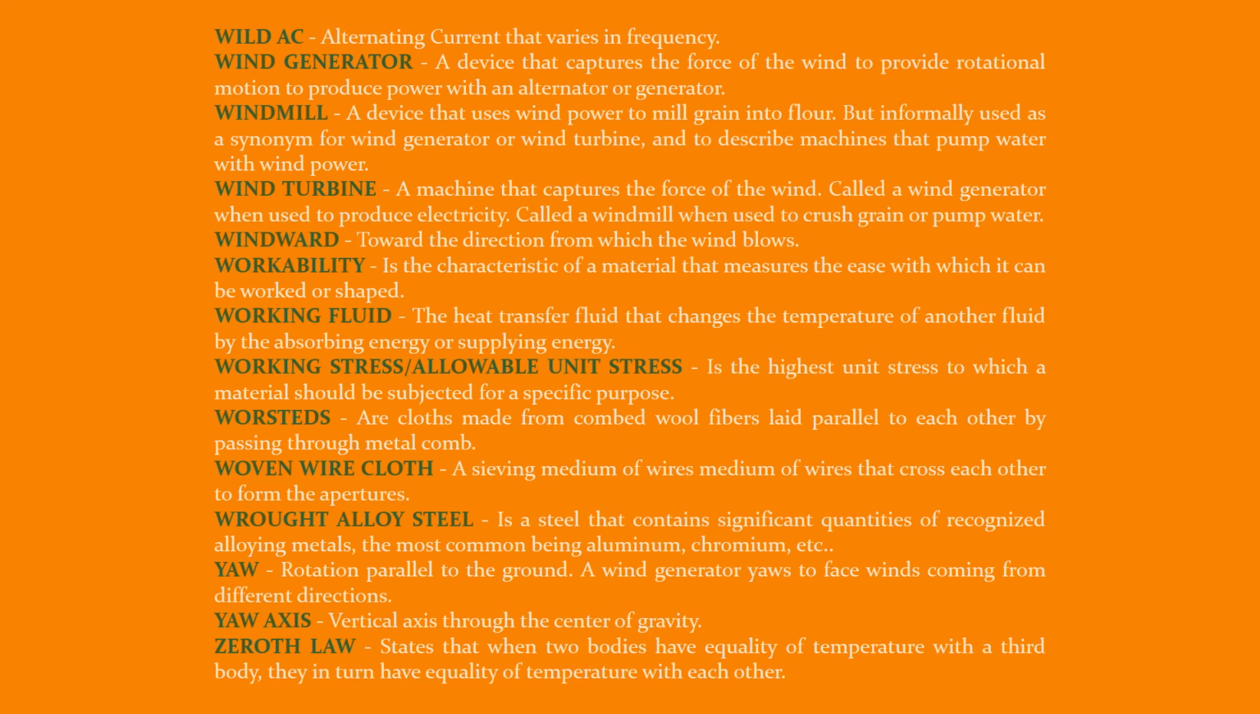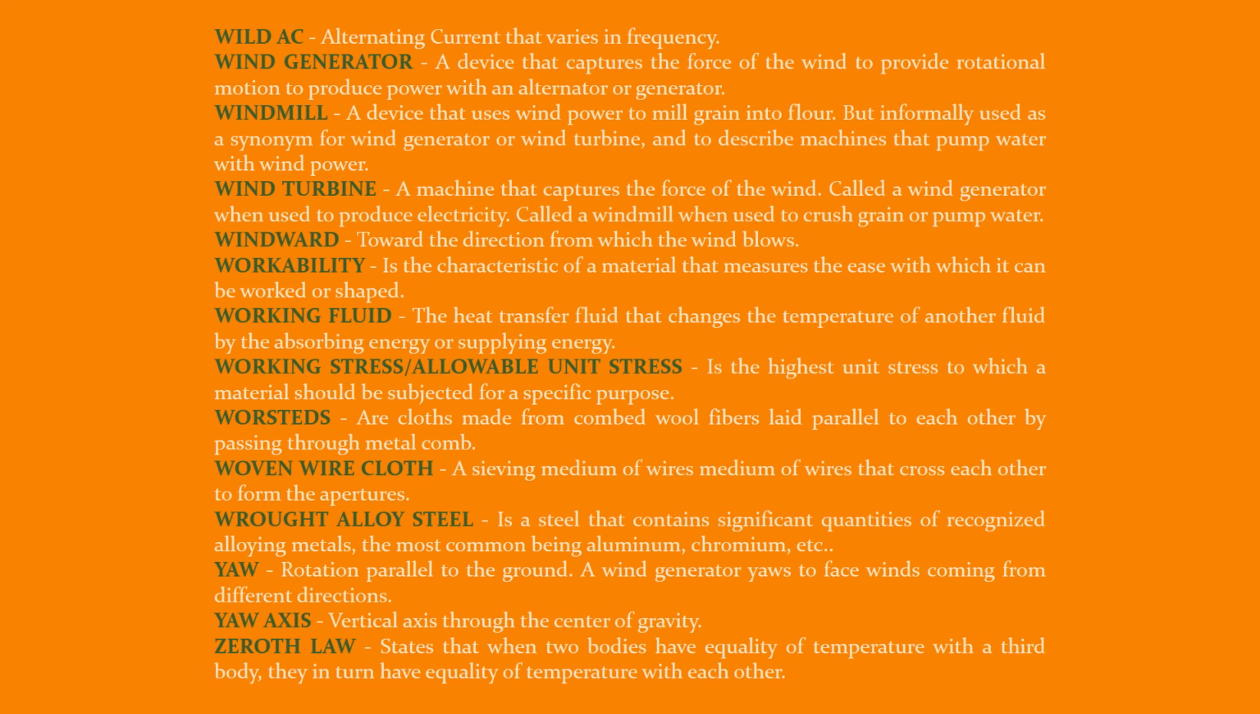Workability: the characteristic of a material that measures the ease with which it can be worked or shaped. Working fluid: the heat transfer fluid that changes the temperature of another fluid by absorbing energy or supplying energy. Working stress, allowable unit stress: the highest unit stress to which a material should be subjected for a specific purpose. Worsteds: cloths made from combed wool fibers laid parallel to each other by passing through a metal comb. Woven wire cloth: a sieving medium of wires that cross each other to form the apertures.